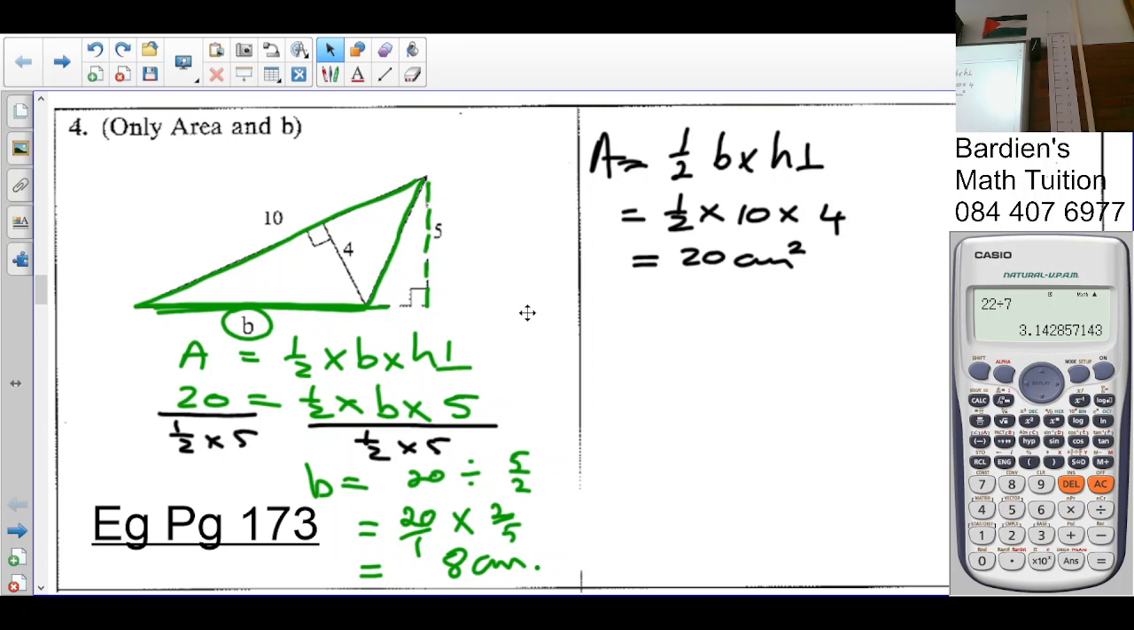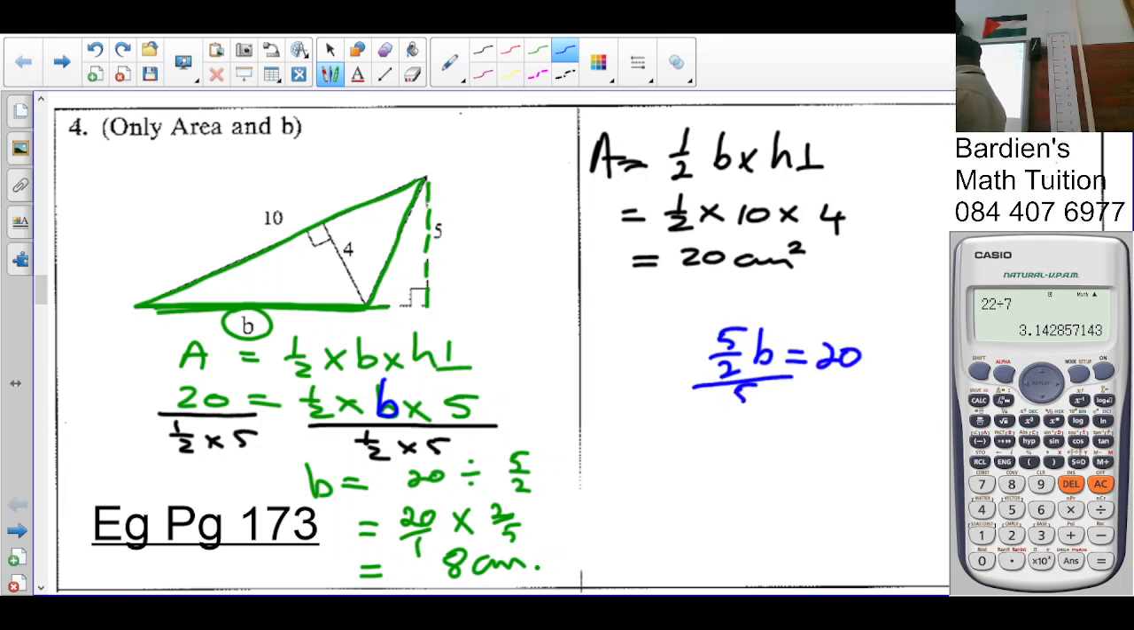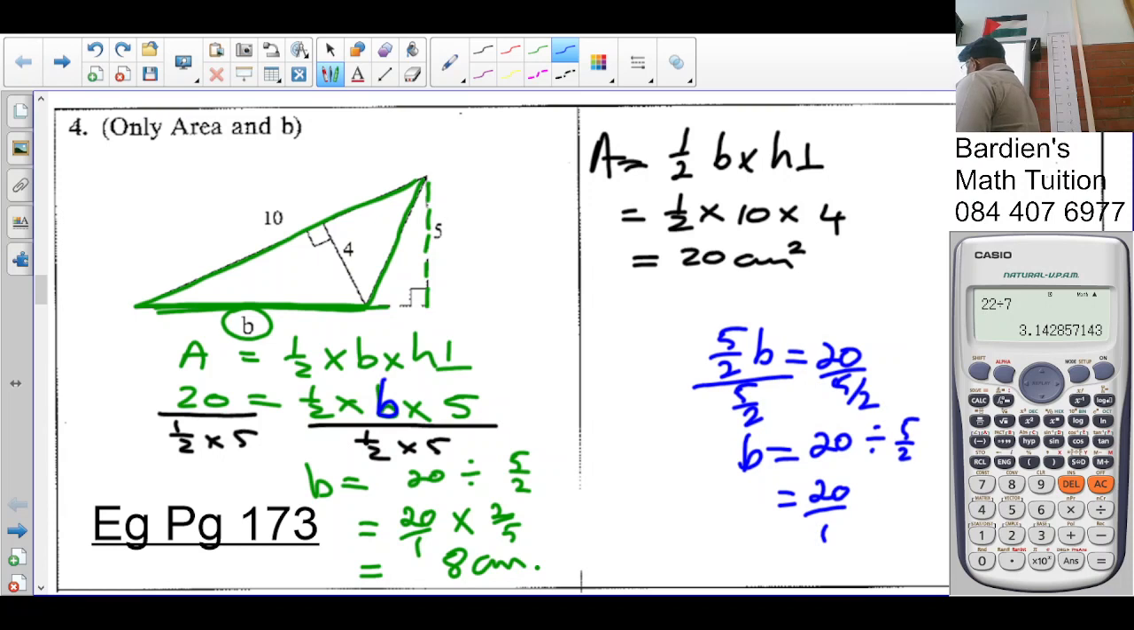How do you know what to divide by? You remember when we did equations, what did we want on its own? We want the unknown on its own, the B. So half times 5 is 5 over 2, so 5 over 2 B is equal to 20. Now I divide by 5 over 2. So B is going to be 20 divided by 5 over 2, which is the same as 20 over 1 multiplied by 2 over 5, which is 40 over 5, which is still 8. So what do we divide by? We divide by whatever numbers are there. Okay. Anybody else has a question?